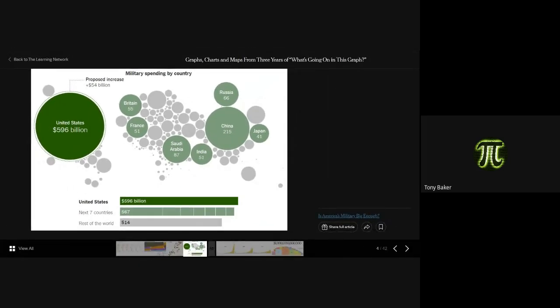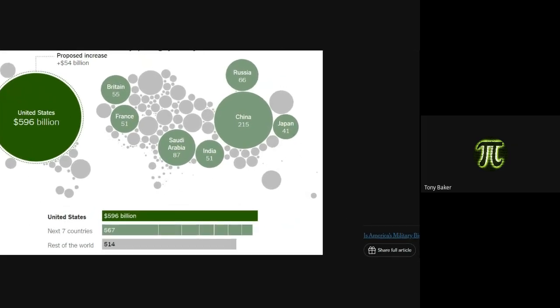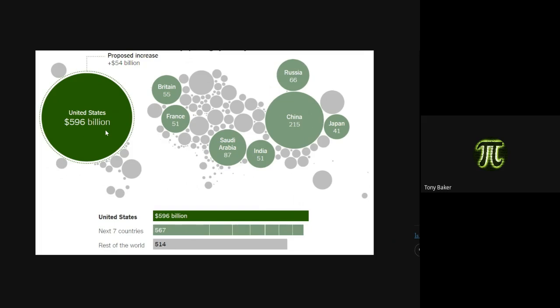This is another fun type of graph. So not necessarily a bar graph or a pie chart. It's one of those little bubble graphs. But you can definitely see that it's designed to show you the gap between them.